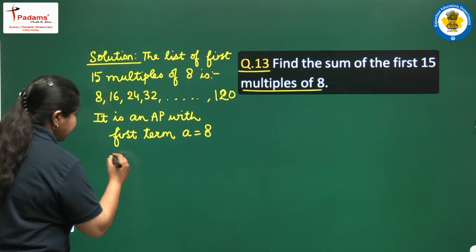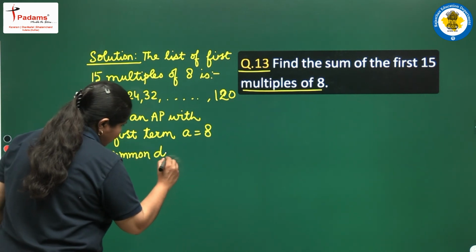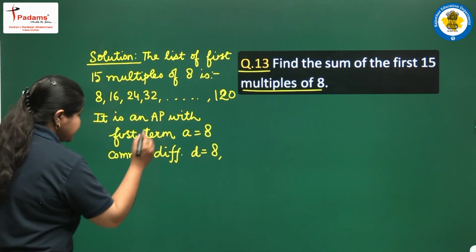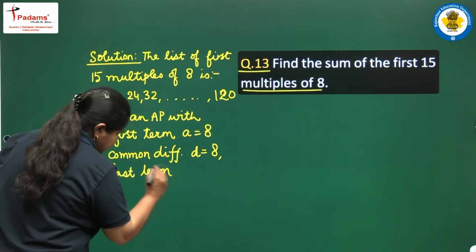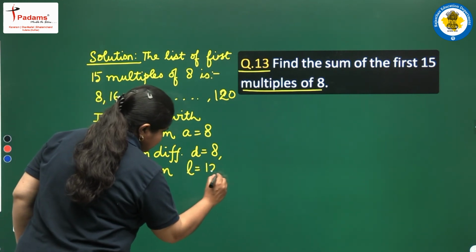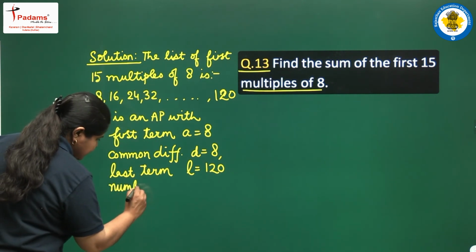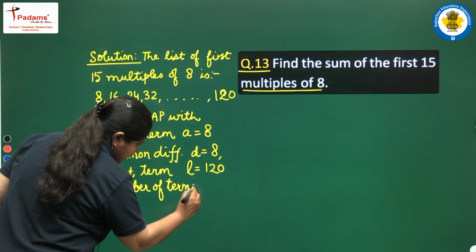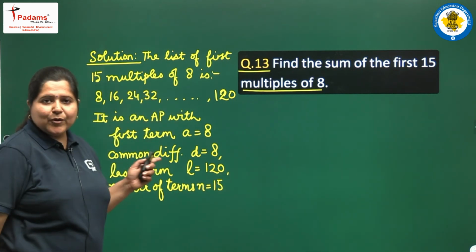The first term is 8. What is the common difference, tell me? Obviously it is also equal to 8. Also we know the last term L, it is equal to 120, and the number of terms, which we denote by N, is equal to 15. I hope it is clear.